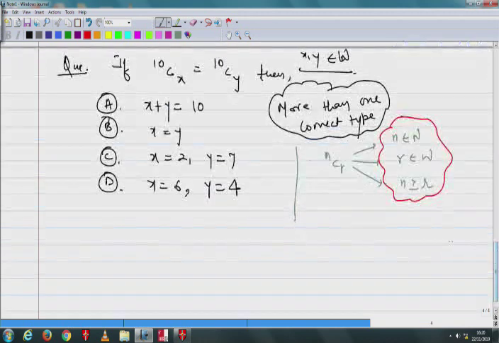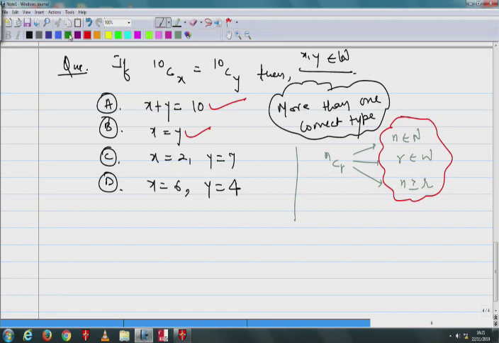Renam, what are the answers? Okay. Option A says x plus y equals 10, which is nothing but x plus y equals n. If nCr1 and nCr2 are the same, that means r1 and r2 are either equal or their sum is equal to n.